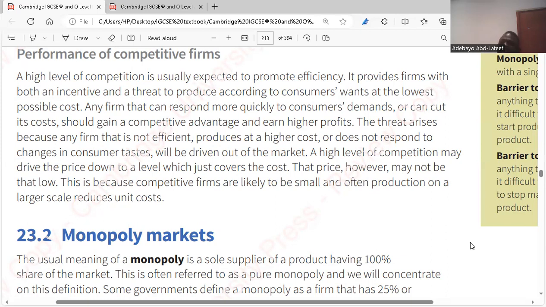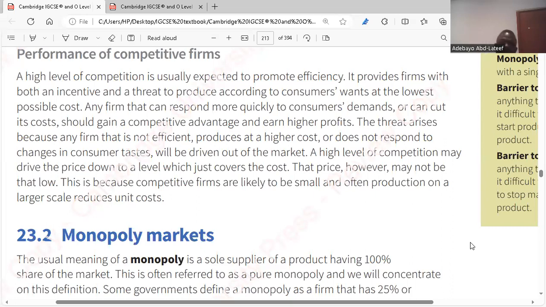Any firm that cannot be allocative efficient or productive efficient will be running at a loss because its cost will continue to rise. As a result, it will not have any other choice than to sell at a higher price. Selling at a higher price is risky because you're going to start losing customers to competitors. Before you know it, you are out of the business. That is a threat in a competitive market. So it's either you perform or you are out of the market. That is the point there.